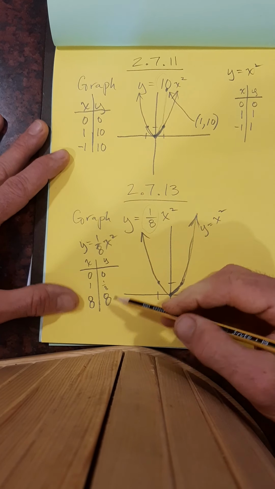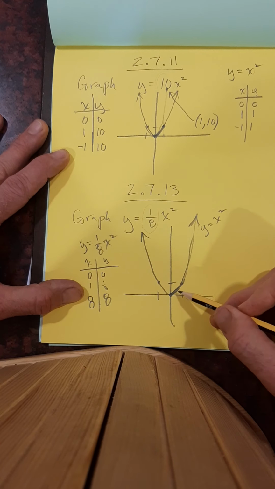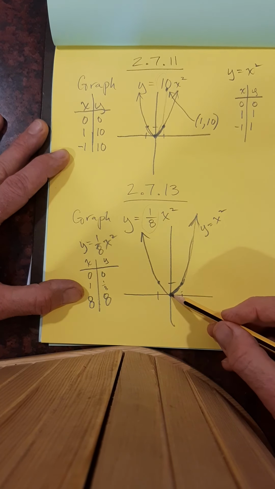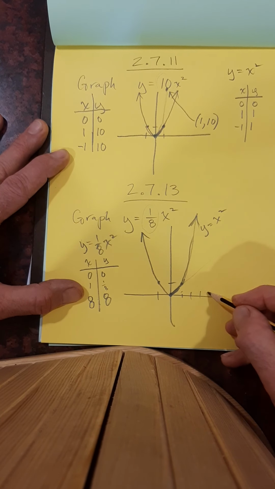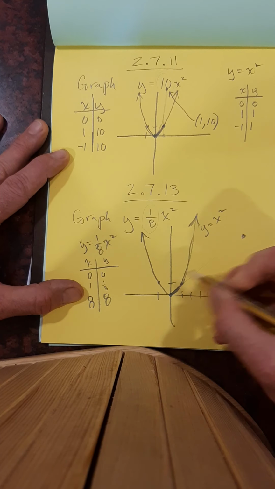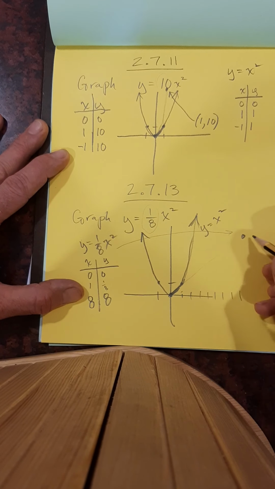So instead of having 1, comma 1, like y equals x squared, I'd have 0, 0, and now 8, 8. 2, 3, 4, 5, 6, 7, 8, and up 8. Okay, so what you'll be graphing is 0, 0, and 8, comma 8. Practice that a few times.